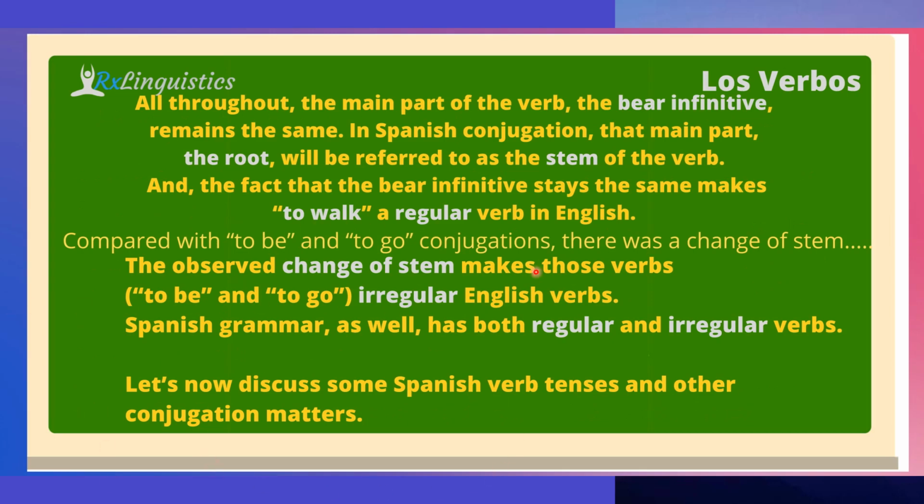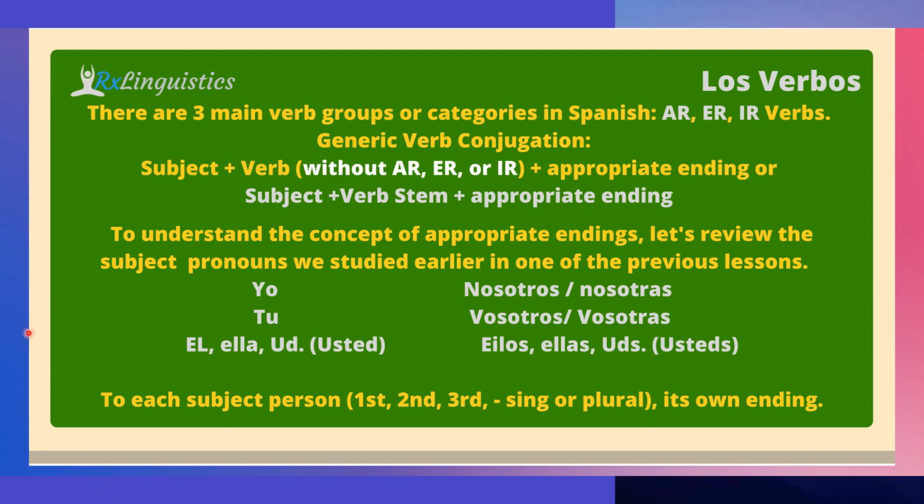So regular verbs and irregular verbs: the fact that some verbs change their stem makes them irregular. Okay, when they keep the stem, the main part of the verb, and just take on the endings, they are regular. But when the stem goes through some modification, they are known as irregular. Okay. Now, besides the irregularity, there are three types of conjugation in Spanish. And those conjugations have to do with the endings of the verb.